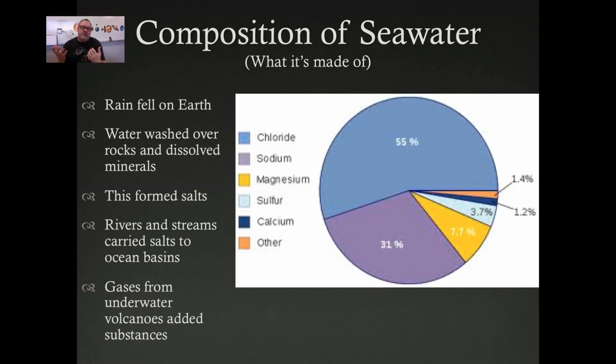Well, as the rain falls, it flows over the land and it can melt minerals that we call salt. And some of those minerals would be chloride, sodium, magnesium, sulfur, calcium. But more importantly, we think about the oceans, we think about sodium and chlorine as they are bonded together. Okay, so that makes sodium chloride, and sodium chloride is table salt.